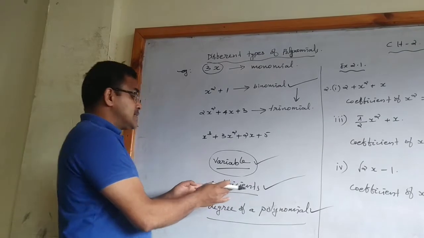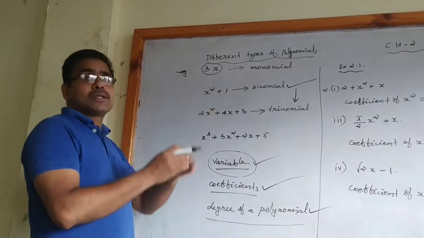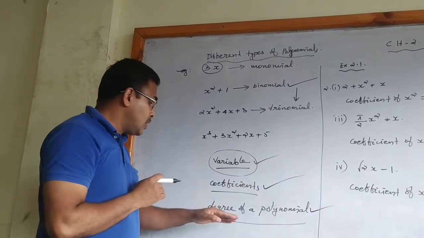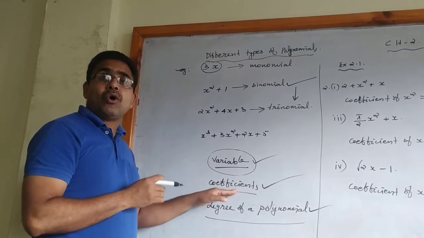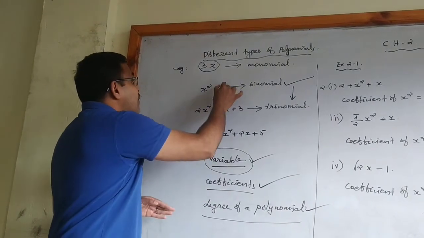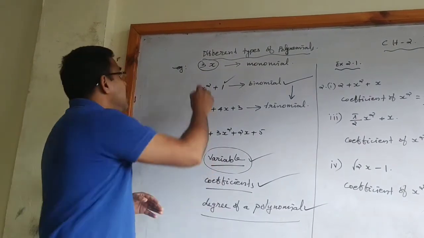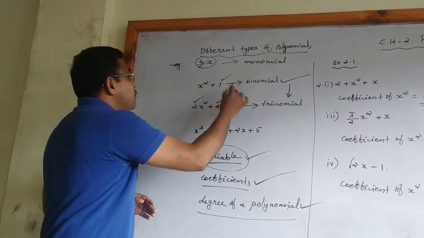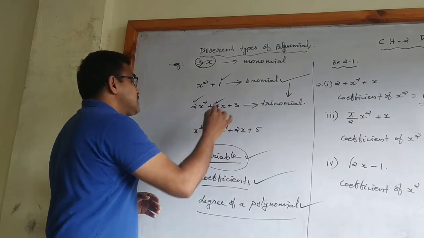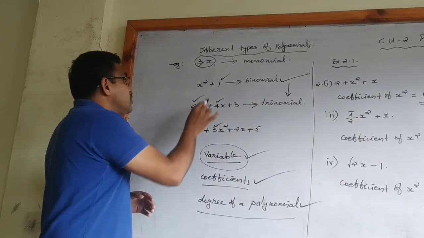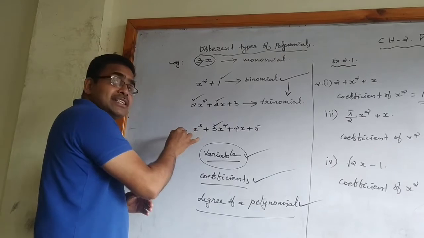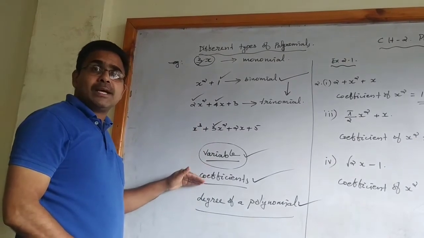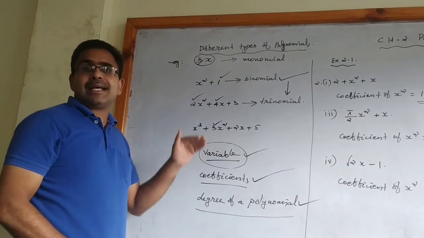Next, coefficients are numerals like 1, 2, 3, 4 that we write along with the algebraic expression. Coefficients or constants. Here, 3 is a constant or coefficient. 2 is a coefficient. Here 4 is a coefficient. Here 3 is a coefficient. Suppose there is only x cube, then the coefficient we can say is 1. These two, variable and coefficient, you already studied in class 8.